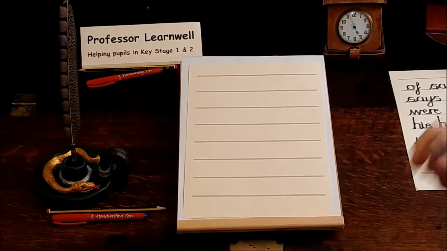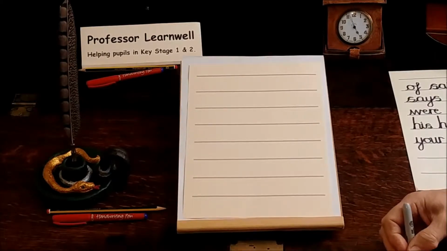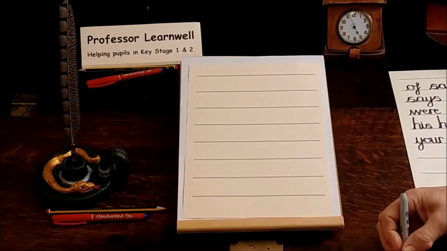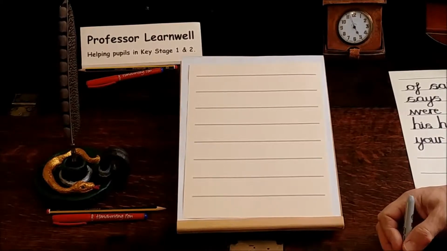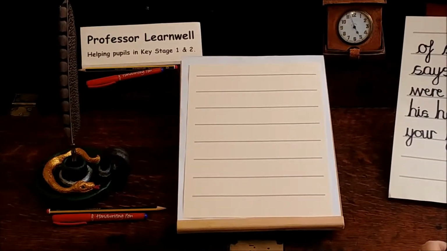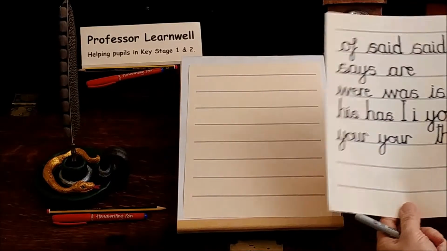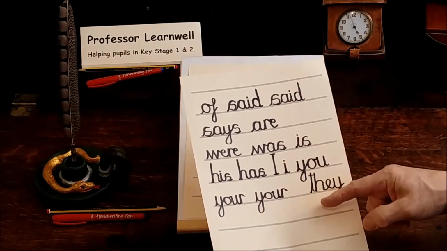We are going to continue straight away with our common exception words for year 1. These are the words which don't follow the normal pronunciation rules. Now, in video number 8 we looked at these words here. Video number 9 we looked at these words.